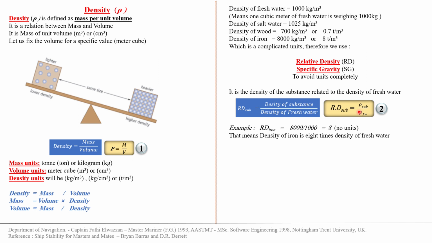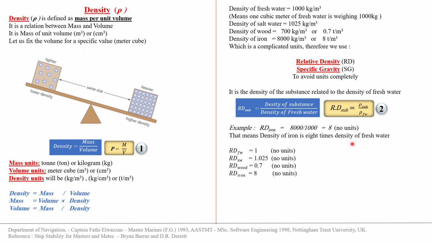I have an example here. Relative density of iron equals the density of iron over the density of fresh water, which equals 8, and the result will have no units. There are no units in relative density or specific gravity. That means the density of iron is 8 times the density of fresh water, and so on. That's why I escape from the units.